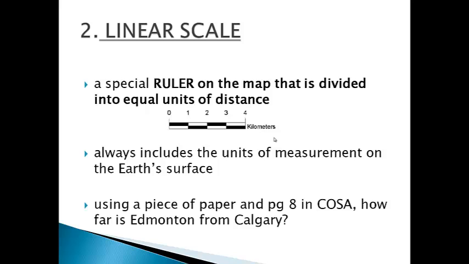So the difference with this one is that it always includes the unit of measurement on the Earth's surface. So we are always looking at what the actual measurements are going to be. So you tend to see that these numbers will change quite a bit depending again on what scale. I'll show you an example of that next.